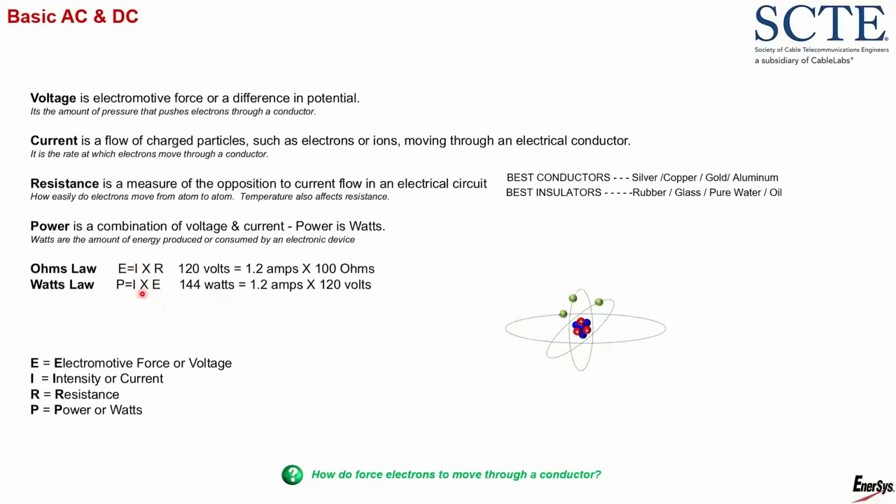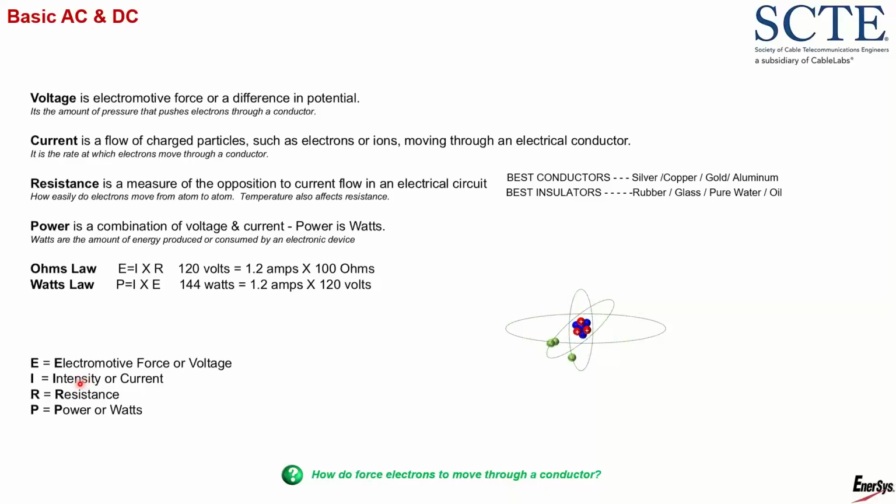What's with the different little letters and stuff? You know, why is it PIE instead of V, or I'm sorry, WCV? Well, if you look at it, voltage is actually electromotive force, okay? So that's what voltage actually is. So that's why the E.